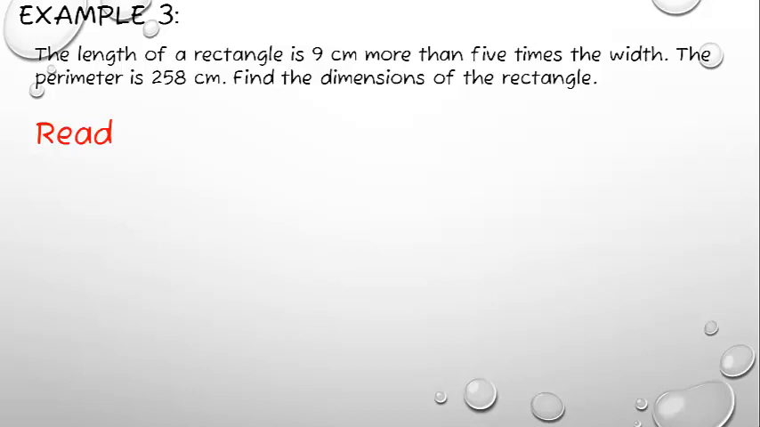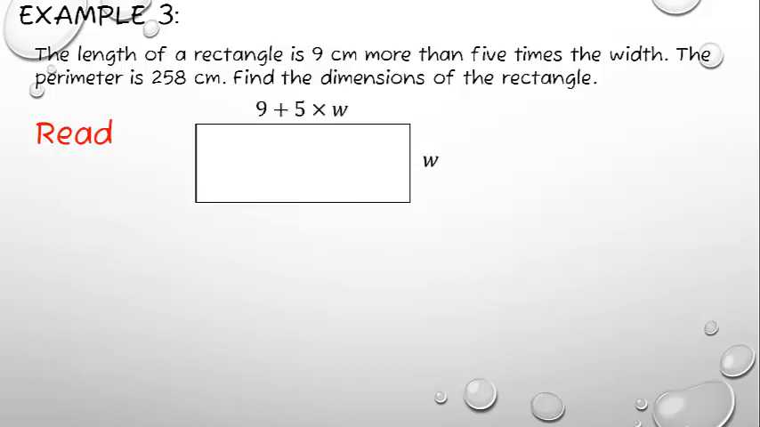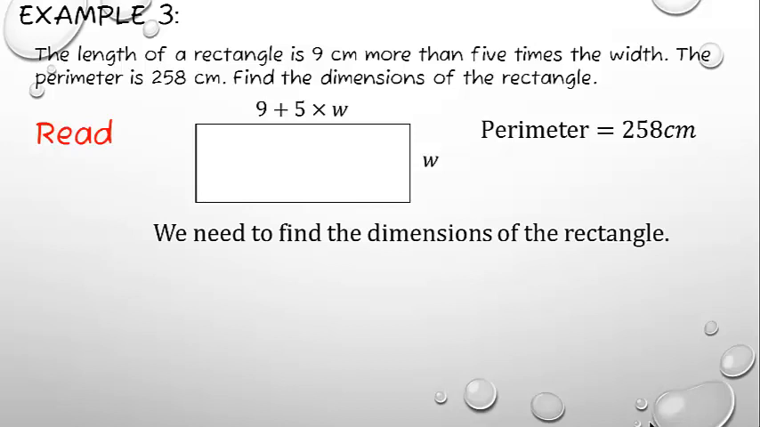Easiest way when you're dealing with some of these problems in maths is a diagram. It's so much easier than rewriting words. So I've got a rectangle. I've got a width, because it says that the length of a rectangle is 9 centimetres more than 5 times the width. So my length is 9 centimetres plus 5 times the width. The question has given me the perimeter is 258 centimetres. The question's asking me to find the dimensions of the rectangle. So we need to find the width and the length.